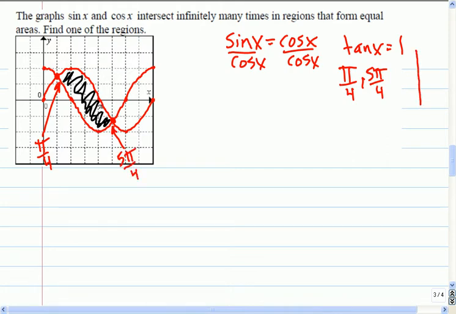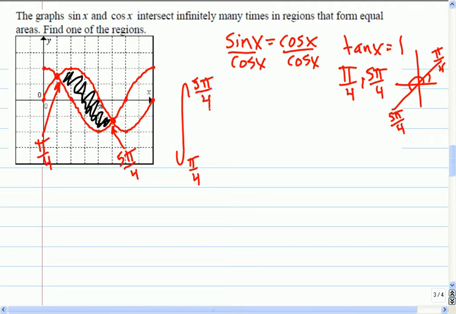Okay, so if you had your reference angle, this would be my reference angle, and this would be my 5 pi over 4. Okay. So now that I know the pieces, I can start the bounds for my integral. It's going to go from pi over 4 up to 5 pi over 4.